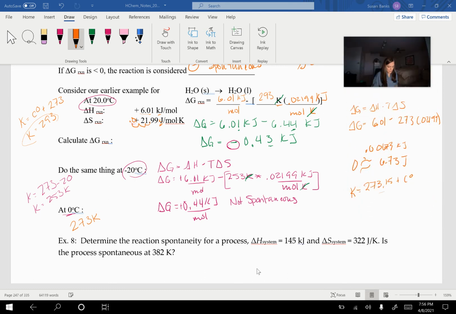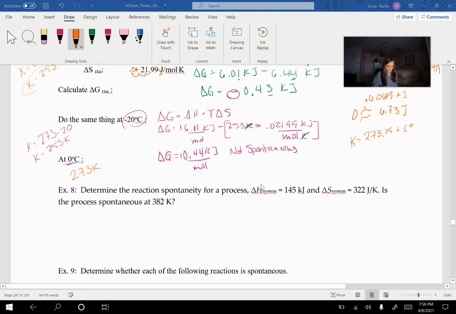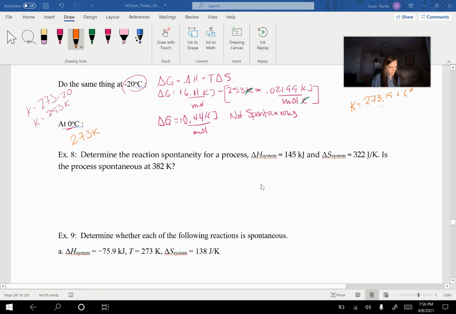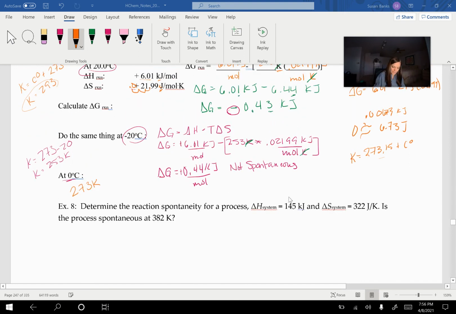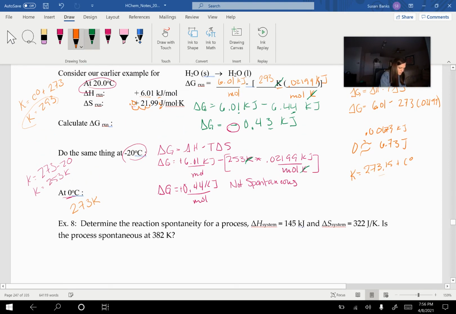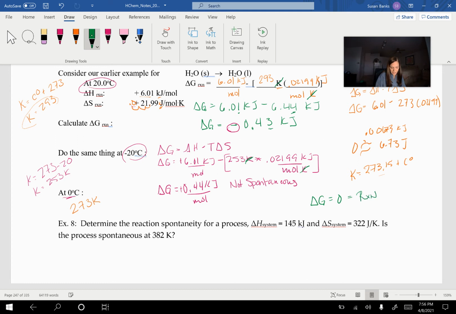Okay, so here we go. Let's determine the reaction spontaneity for this process. We have a delta H. Oh, and by the way, I should mention this as well. When delta G is 0, that means that reaction is at equilibrium.